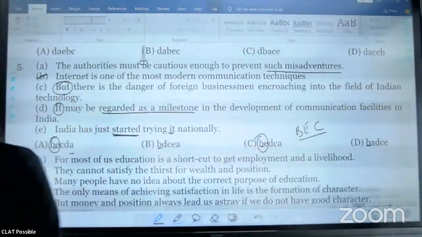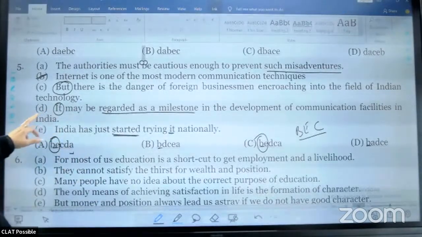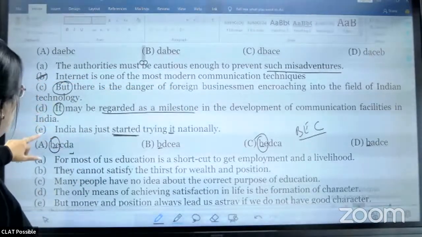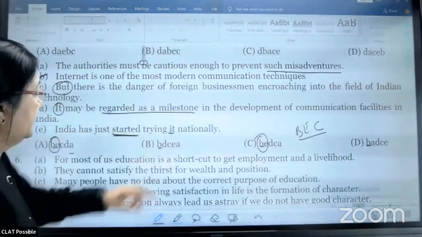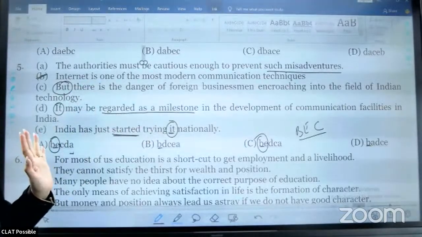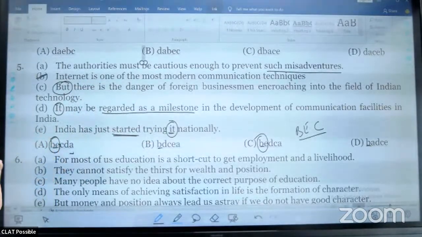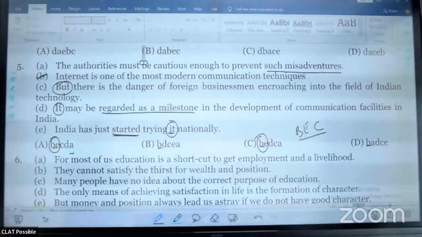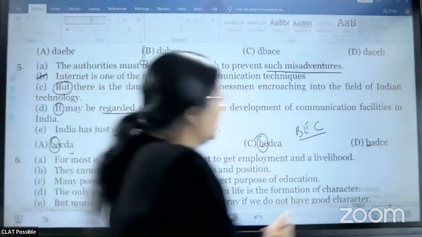Just check that. I'm going to read here. Internet is one of the most modern communication techniques. Then he says India has just started trying internet nationally. It आ गया मेरा noun pronoun pair. Clear? उसके बाद वो कह रहा है सी रख दो. But there is a danger of foreign business encroaching into the field of Indian technology. क्या ये होगा? I don't think so. मुझे तो नहीं लग रहा ये. इससे बेटर ये नहीं है.